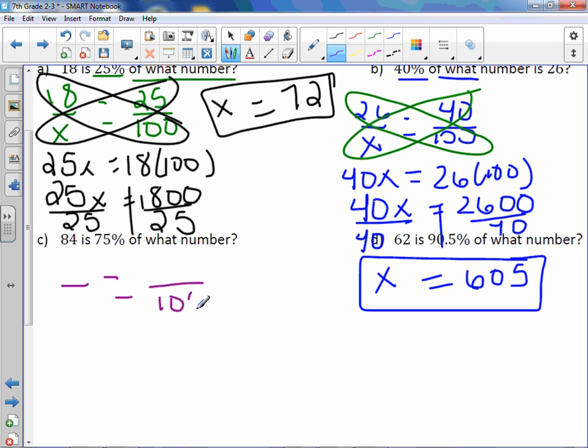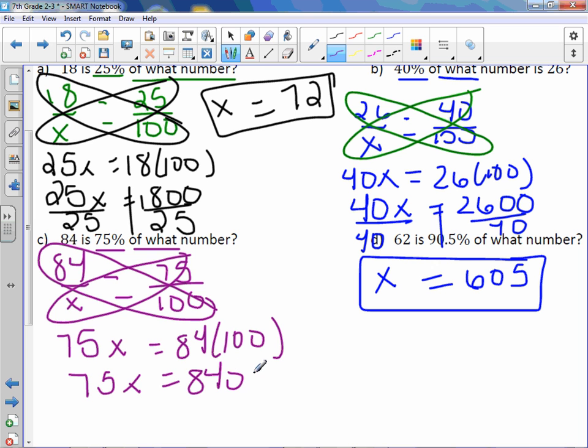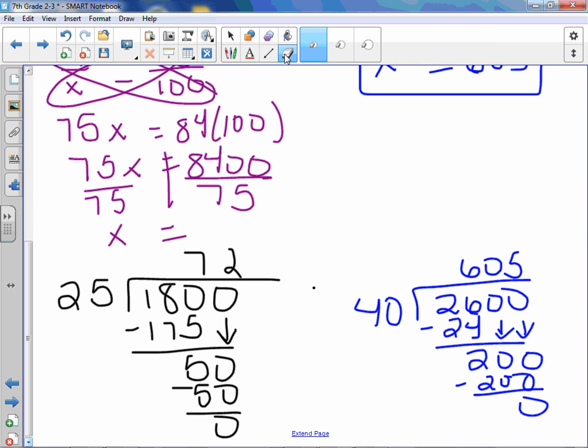84 is 75% of what number? 75% goes over 100 because it's a percent. Of what number? Means our unknown is our whole, and 84 goes there. Cross multiply. 75 times x equals 84 times 100. 75x equals 8,400. Divide by 75. And again, looks like I'm doing some long division. 75 into 8,400.